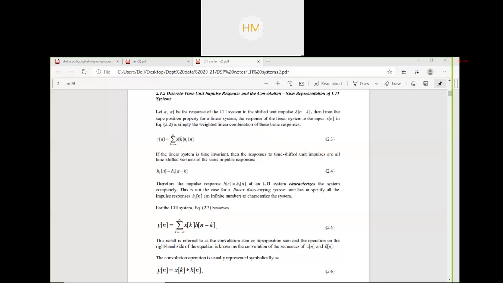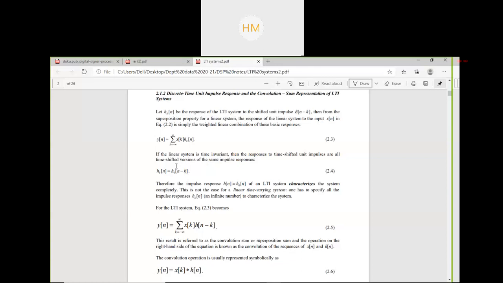y of n is equal to summation x of k h k of n. If the linear system is time invariant, then the responses to the time shifted unit impulses are all time shifted versions of the same impulse response. h k of n is equal to h 0 of n minus k, a shifted version of the impulse. Therefore, the impulse response h of n is equal to h 0 of n, and for an LTI system it characterizes the system completely. This is not the case for a linear time varying system. One has to specify all the impulse responses h k of n to characterize the system.